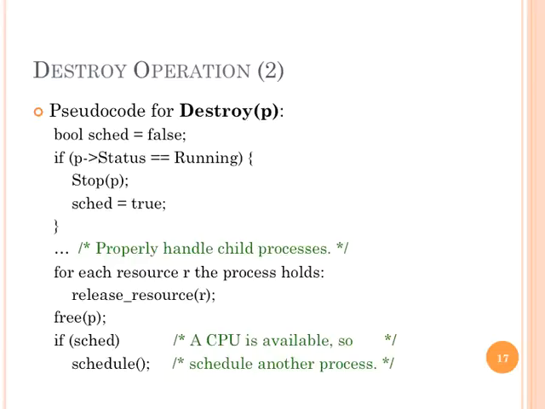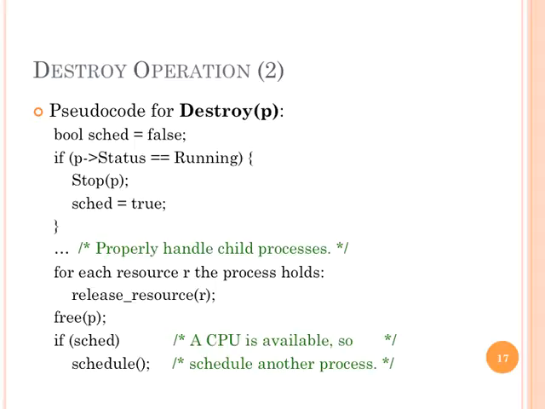If we're currently running, then we need to stop the process and tell the scheduler, hey, we're pulling this off the CPU, so the CPU is available for something else. And then we go through and clean up all the resources the process holds. This may or may not involve actually doing things like deleting files or closing files, depending on how many processes have files open and so forth. Then we release the process control block, and if we needed to schedule something, then we go ahead and invoke the scheduler.